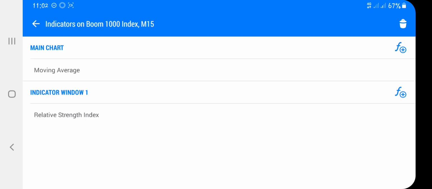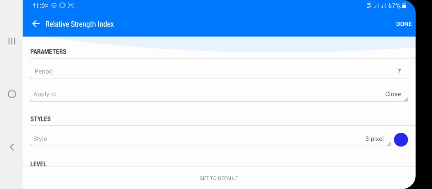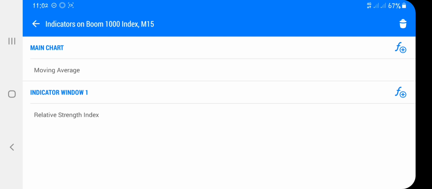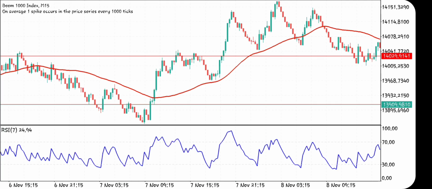Do you get that? The next one will be our relative strength index. The period is set to 7, apply to close. The style is 3 pixels, and my color is blue. You can use any color of your choice, so long as the color is obvious on your screen. Those are the two simple indicators we'll be using.